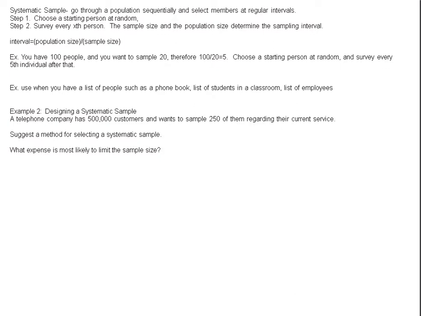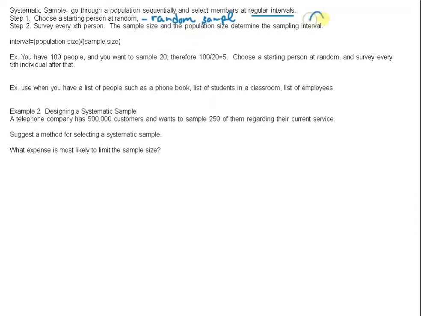Okay, next is systematic sample, and this is when you go through a population sequentially and select members at regular intervals, okay? So there's 2 steps to this. First, the person that you start with has to be completely random. So this is kind of like a random sample, okay? So choose a starting person. And then survey every X person, okay?